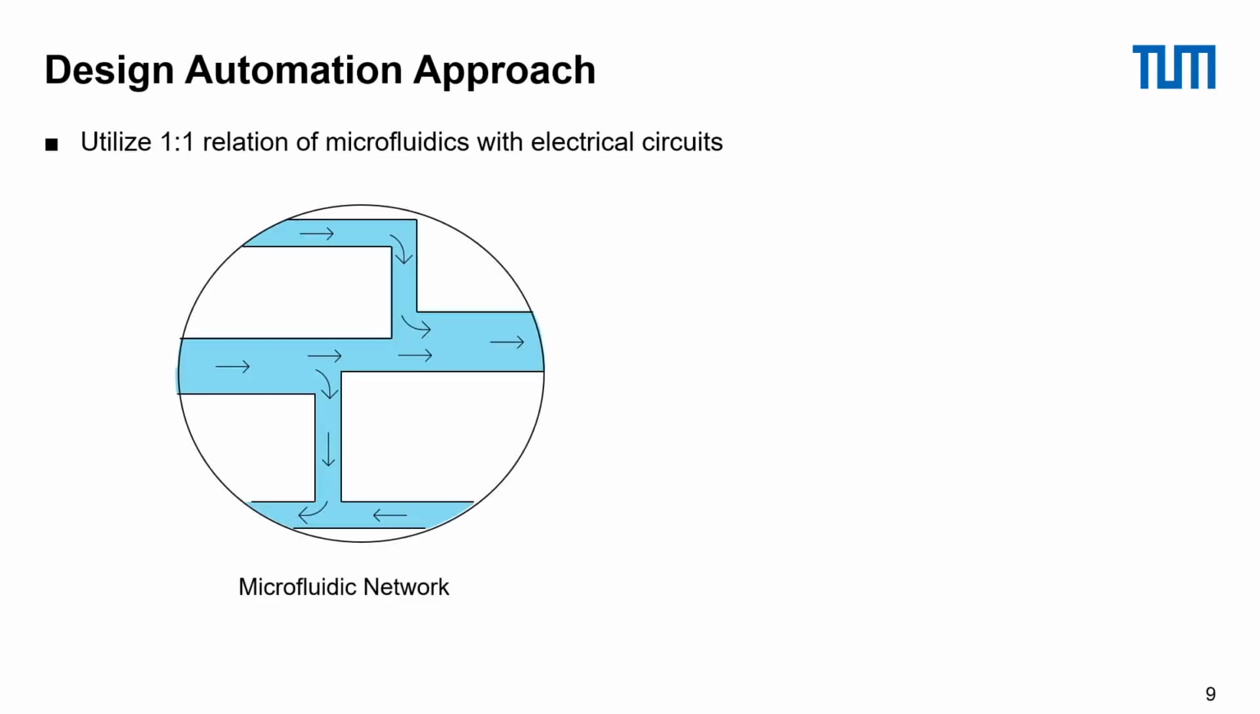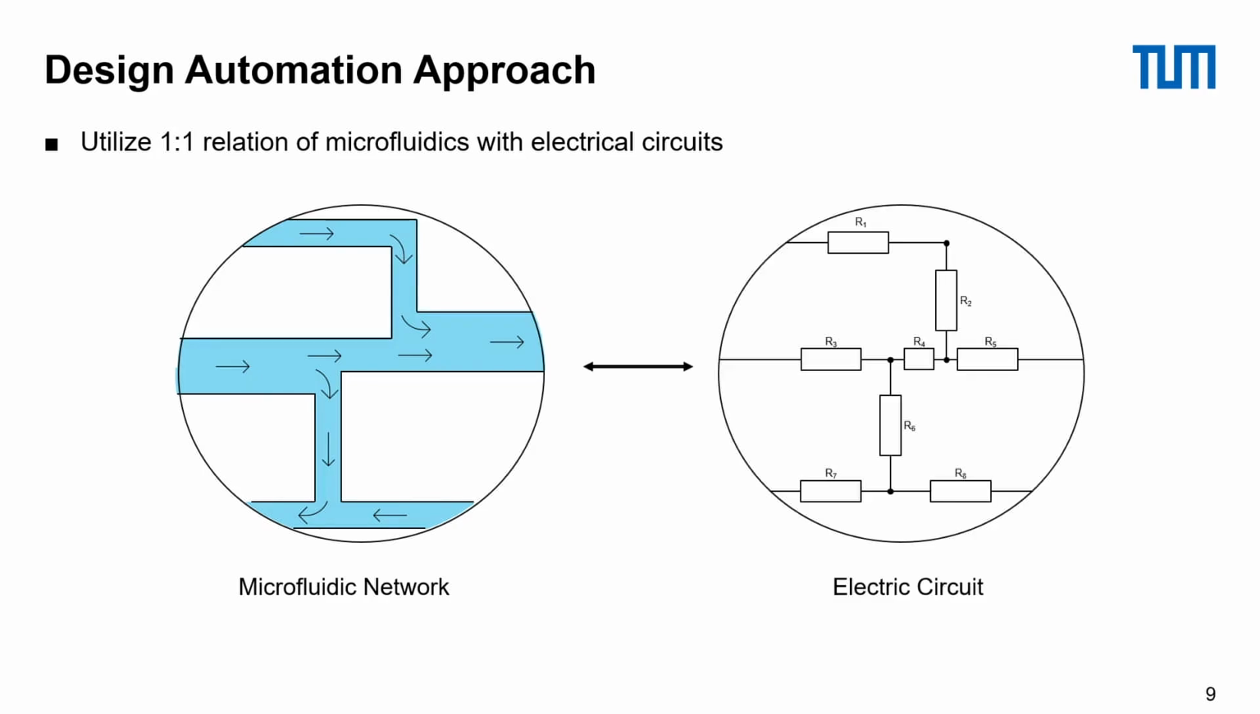Now, again, how are we going to utilize design automation? We want to relate the microfluidics with an electrical circuit. So now looking at our microfluidic network, or part of a microfluidic network, we have a relation to an electric circuit. Each resistance in a channel now corresponds to an electric resistance in the electric circuit, and therefore you can sort of map out and eventually simulate the whole system.